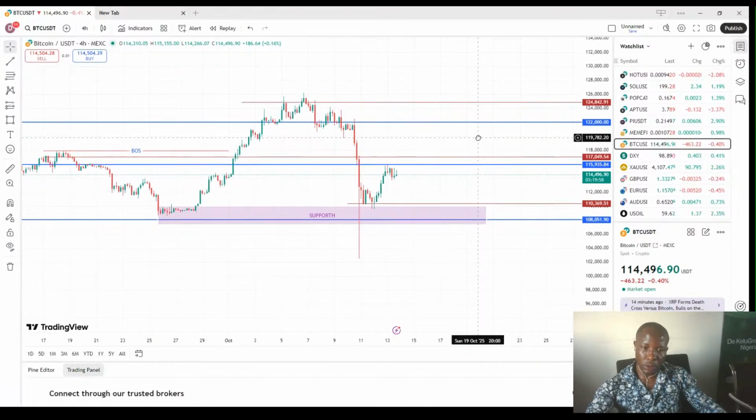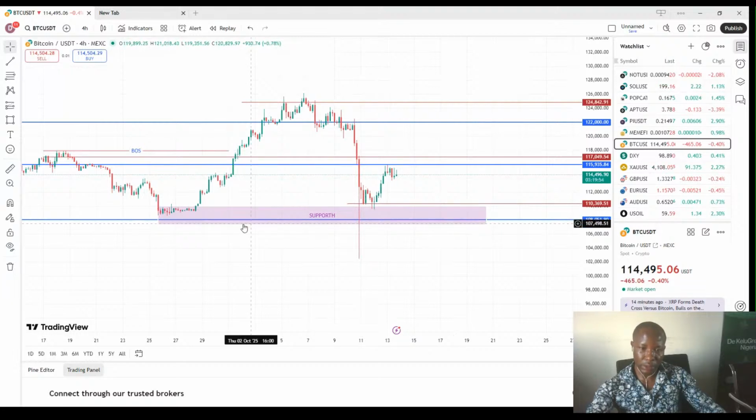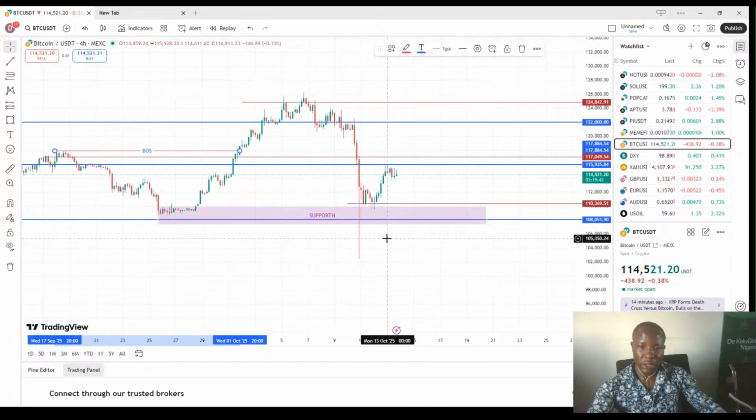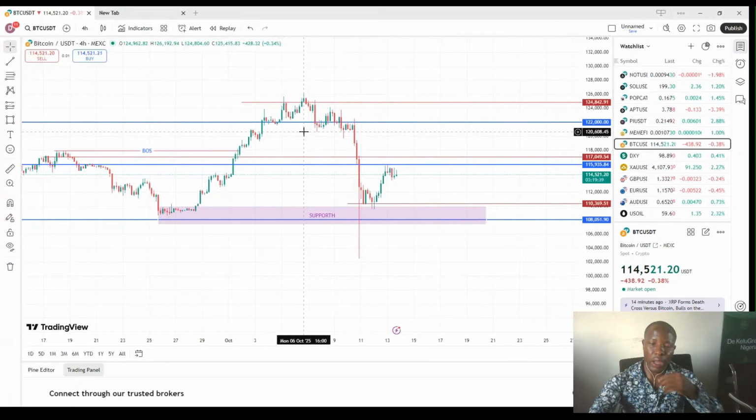So this is a support level, and you can see the market actually breached all these areas. I like this well here. BTC cleared everything here because some people will be buying here and they will clear them as liquidity. And I want to show you how I actually pinpoint liquidity zones.